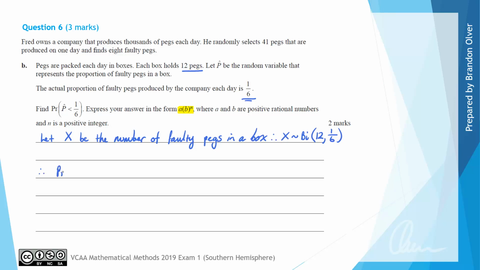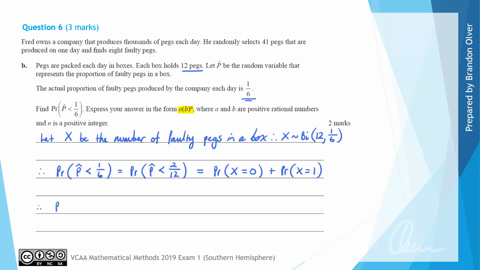Therefore, the probability that we're asked to find, which is capital P hat being less than 1/6, is equal to the probability of capital P hat being less than 2/12, just so we can see the number out of the total of 12 rather than just the simplified proportion of 1/6. And being less than 2/12 is the same as having 0 or 1 faulty pegs in the box. So that's going to equal the probability that X, which is the binomial distribution we just identified above, being equal to 0 plus the probability that X is equal to 1. If we find those two things and add them together, that will be equivalent to the probability that the proportion is less than 1/6.